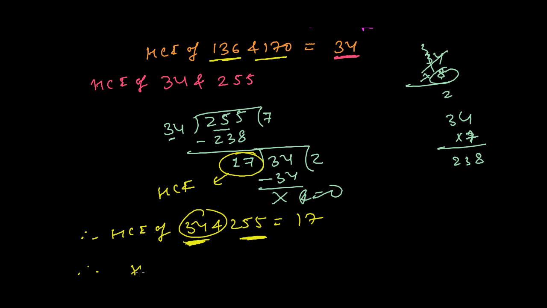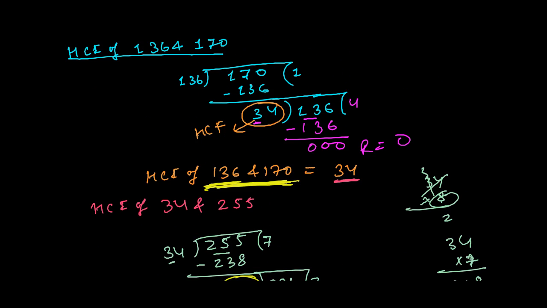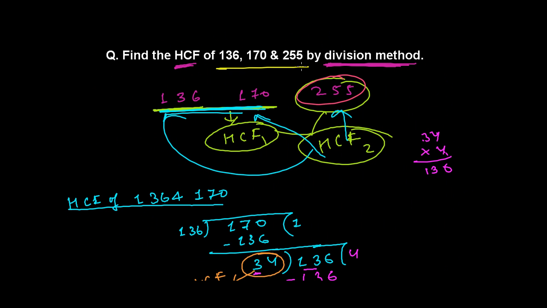That's why the highest common factor 34 represents the common factors of these two. So instead of writing 34, I can write these two, 136 and 170, and 255 is 17. Answer. This is how we find the greatest common factor, highest common factor, of any given three numbers. First find the common factor of any two given numbers, and you get one HCF. Then with that HCF and the third number, you again find the HCF of both. The final HCF, HCF 2, the second HCF you get, will be the final HCF of all the given numbers.